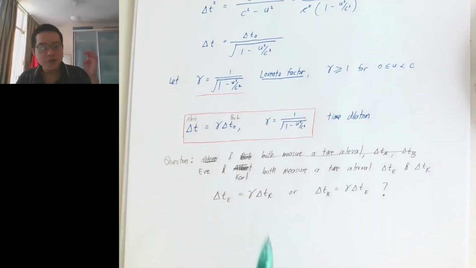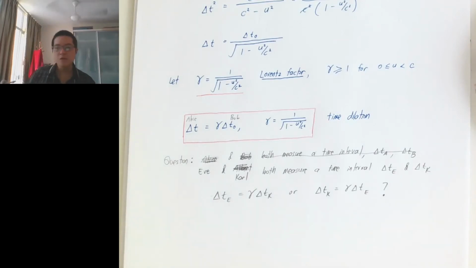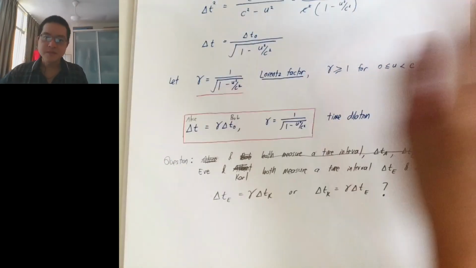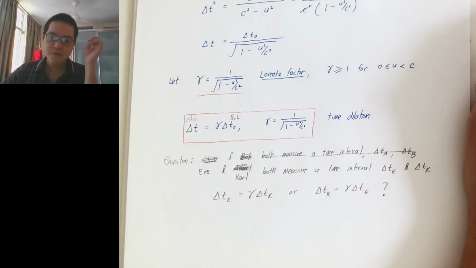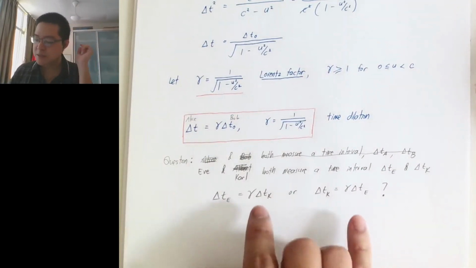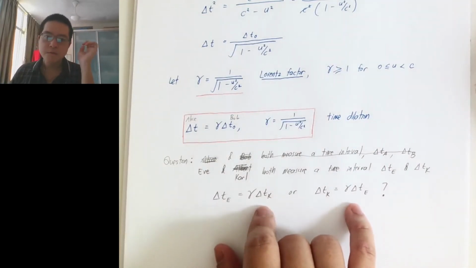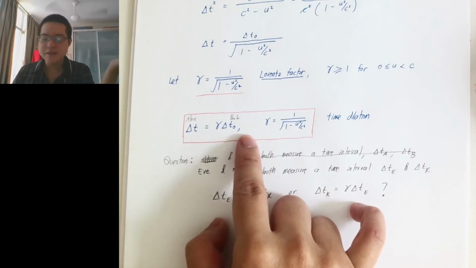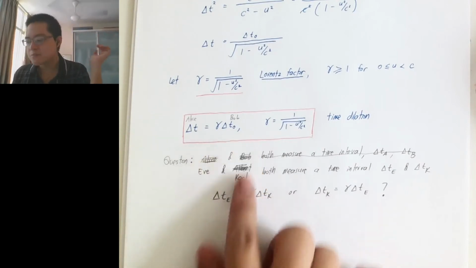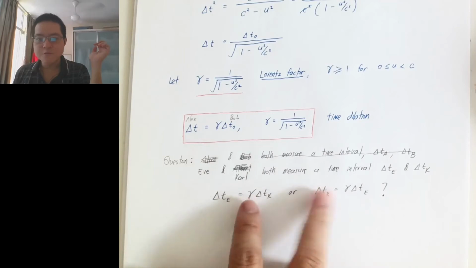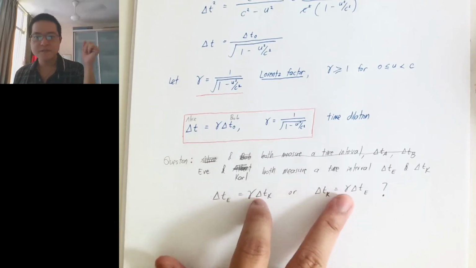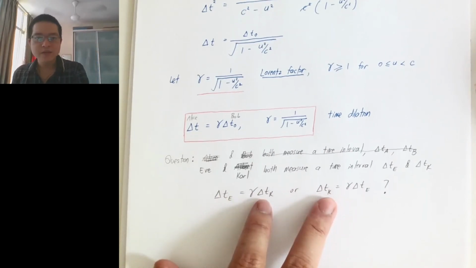So how do you know which one to use? How do you know which one gets the longer time and which one gets the shorter time? This is the common question that confuses students. We know the dilation formula, it's very easy to remember and memorize, but the mistake will happen if you use the wrong direction.